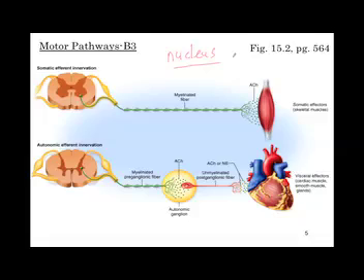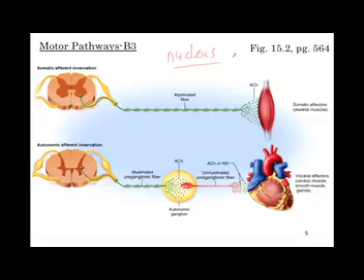The other thing that maybe isn't so obvious is the location of the cell body of the first neuron. In the somatic pathway, that cell body is going to be found in the anterior horn of the gray matter, always. The cell body of a somatic motor neuron is always going to be found in the anterior horn of the gray matter.